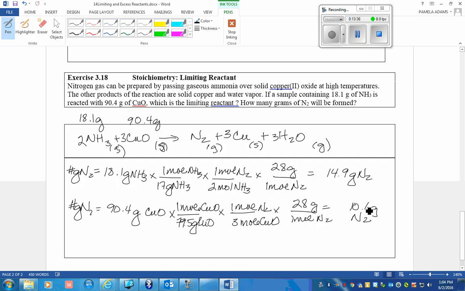It runs out, so the total amount of N2 that can be made from the copper II oxide is 10.6 grams.